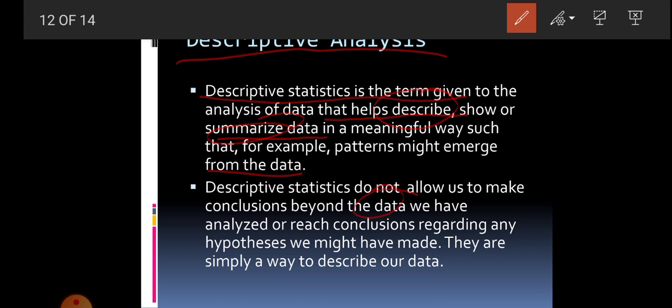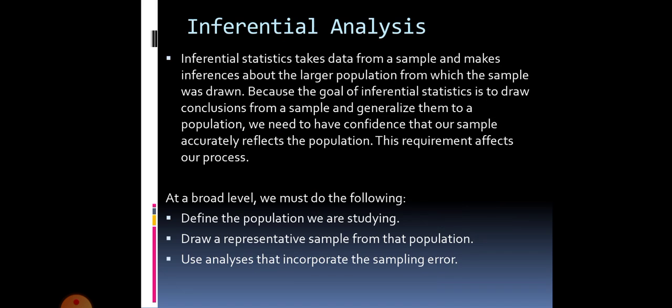give the conclusion. We have analyzed all, we don't reach conclusions regarding any hypothesis we might have made. They are simply a way to describe our data. Generally in descriptive analysis you don't have to move further or go beyond the data. If the data is telling that the rate of change is 10%, 2% or 3%, then you just have to stick to the data. You don't have to make a probability or any other conclusion with the help of data. So this is known as descriptive analysis.